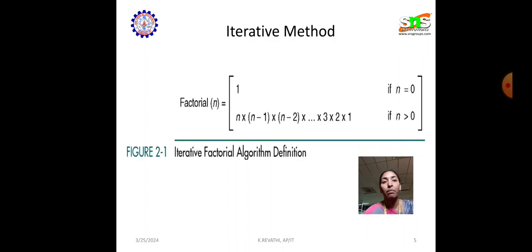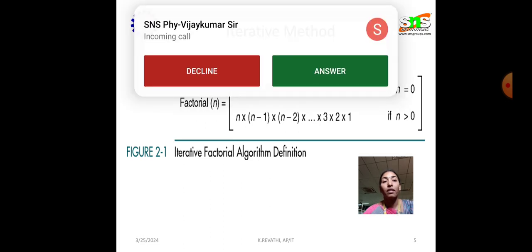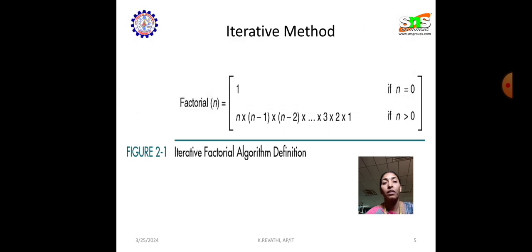Here we explain the factorial of the given number using the iterative method. If you see here, the factorial of n is equal to 1 if n is equal to 0. That means 0 factorial is equal to 1. The second one will be n into n minus 1 into n minus 2 into up to 3 into 2 into 1. This formula will be applicable if n is greater than 0. This is the iterative factorial algorithm for the factorial of a given number.